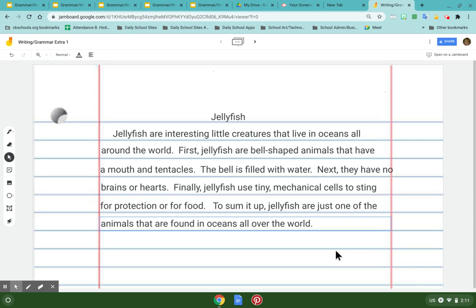All right, so we have just written a paragraph. So I'm going to read mine back now. Jellyfish are interesting little creatures that live in oceans all around the world. First, jellyfish are bell-shaped animals that have a mouth and tentacles. The bell is filled with water. Next, they have no brains or hearts. Finally, jellyfish use tiny mechanical cells to sting for protection or for food. To sum it up, jellyfish are just one of the animals that are found in oceans all over the world.